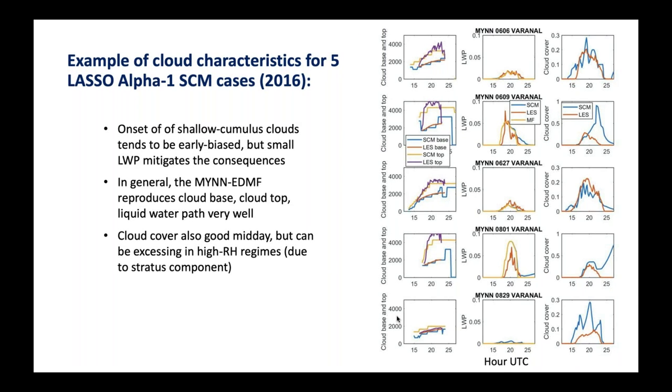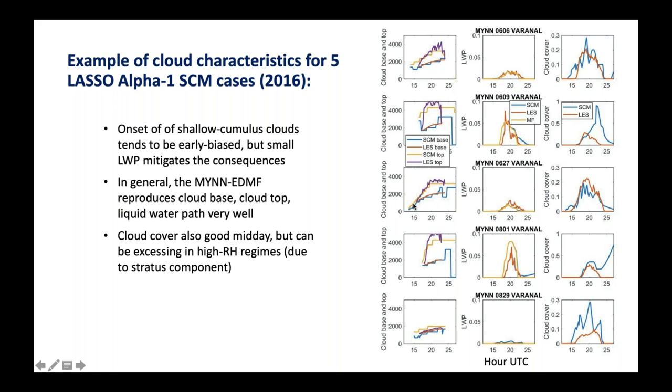It's easier to quantify this in single column model mode, of course. And so here I'm showing you five sample cases of varying shallow cumulus days taken from the LASSO 2016 case. On the left column, I'm showing you a little time series of cloud base and cloud tops comparing the single column model running EDMF against the LES. So for most of these, you can see overall, it gets the variations in the depth of the clouds, whether they're really thin cases or deeper clouds, pretty well.